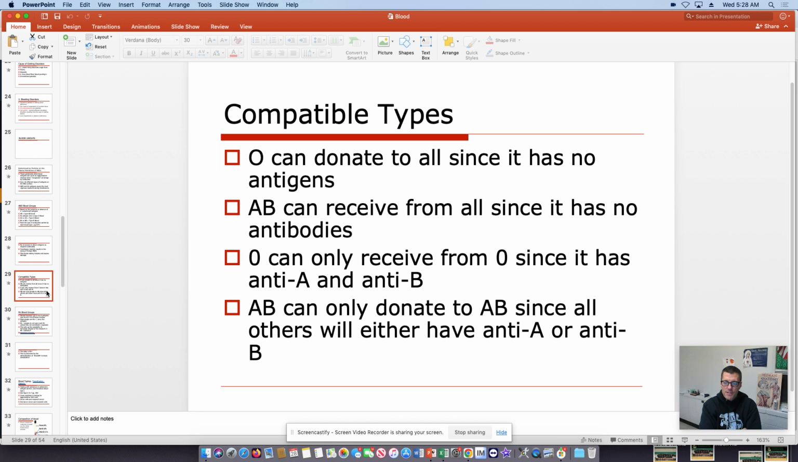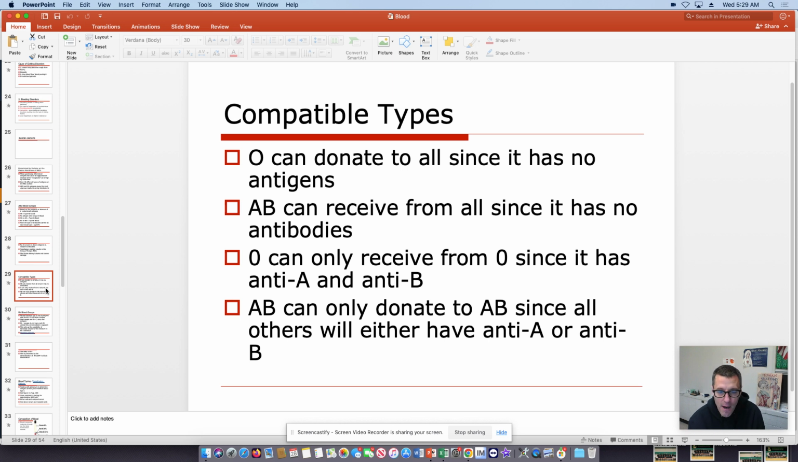AB can receive from all because, again, AB has RH, and it has A, and it has B. So whatever blood you give this person, the fluid around their blood is not going to have antibodies that recognize any of these things as foreign because it already has all three of them.